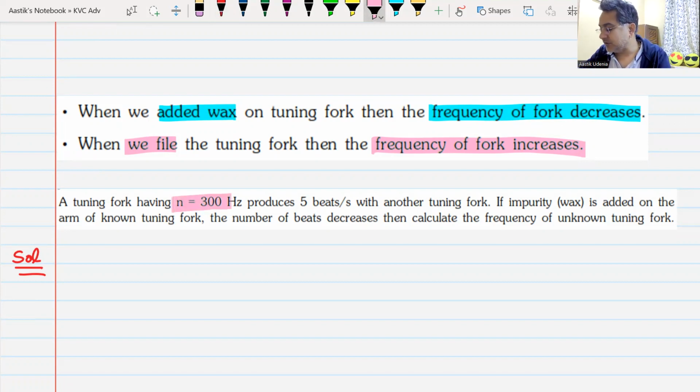So this known fork has 300 hertz frequency. So the unknown can be 295 or it could be 305. So you have to find out which one it is. Now, how do you find out?